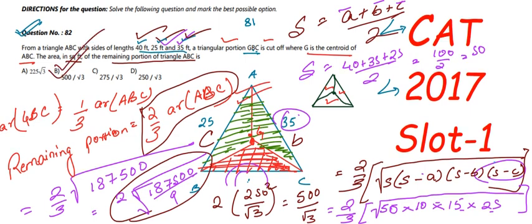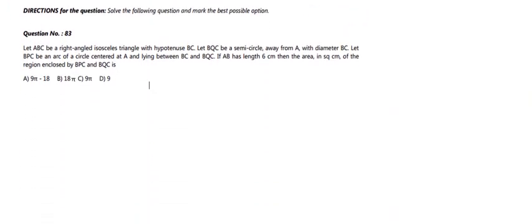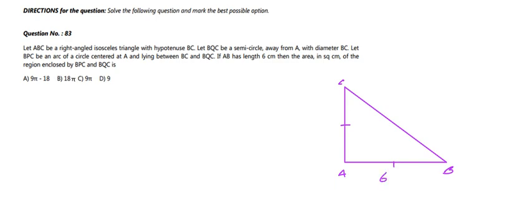So now let's move on to our next question, that is question number 83. Question 83 says, let ABC be a right angled isosceles triangle with hypotenuse BC. So let us draw that triangle. Here we have triangle ABC with hypotenuse BC. Since this is an isosceles triangle with hypotenuse BC, these two sides are equal, which is 6.